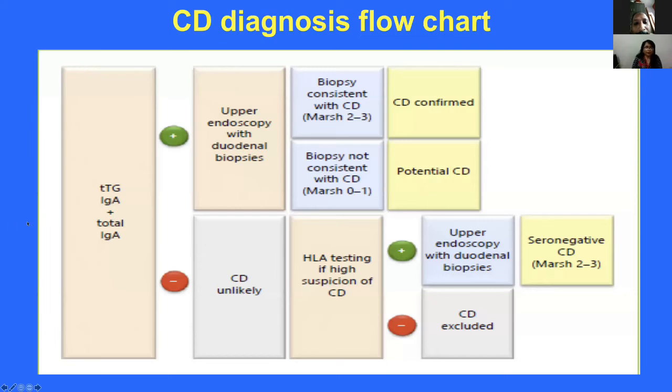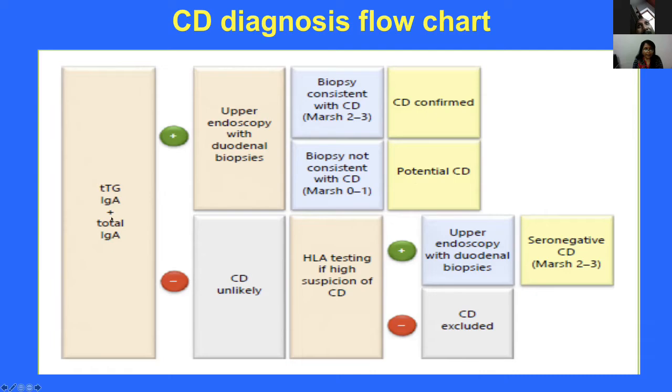This is the algorithm which we use in patients with celiac disease for diagnosis. We do a screening test in the form of anti-TTG IgA and total serum IgA level, to make sure the patient is not IgA deficient. If that is found to be positive, we confirm these patients with upper GI endoscopy and duodenal biopsies. If the biopsy is consistent with celiac disease in the form of Marsh classification, which I will be explaining later on, this is confirmed celiac disease. If the biopsy is not consistent, that means the biopsy is normal and we have only serology positive, these are the patients who are called potential celiac disease.